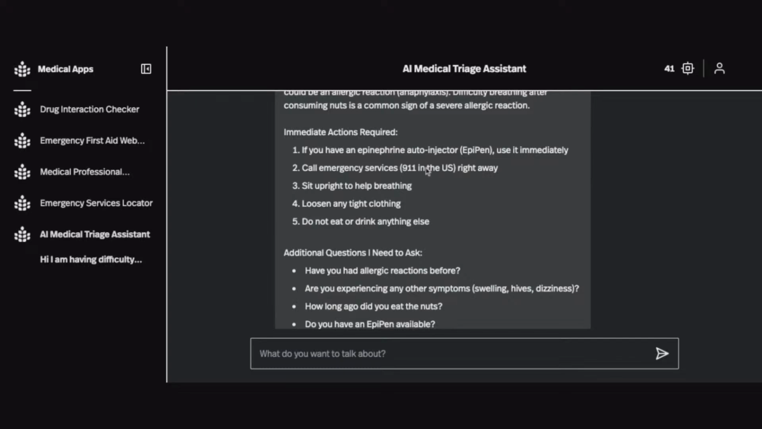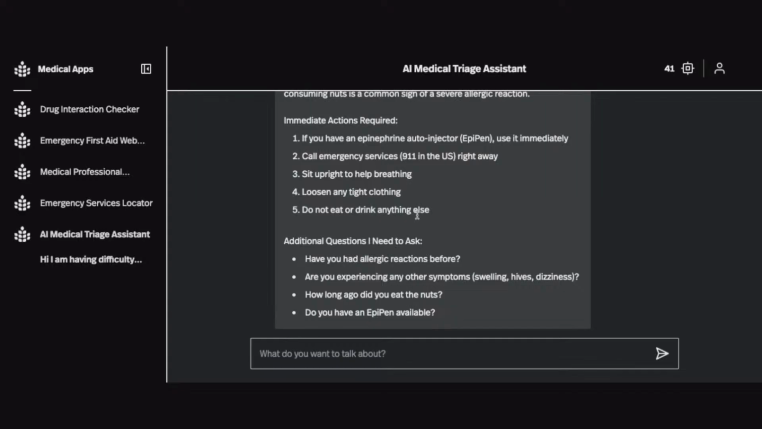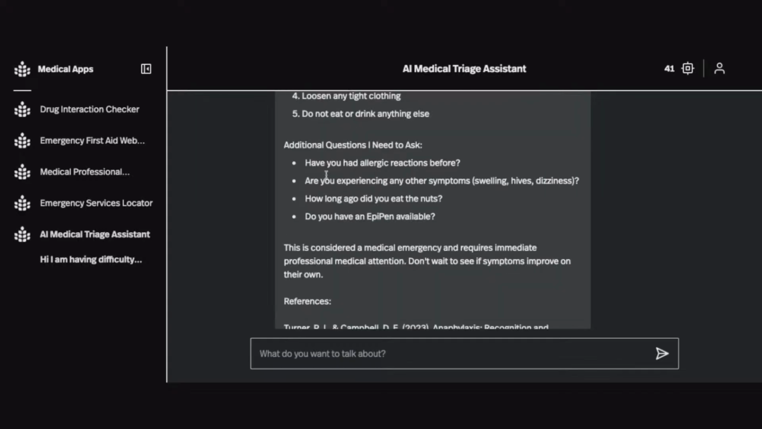Okay, so immediate actions that are required. If you have an epinephrine auto-injector, an EpiPen, use it immediately. Call emergency services. Sit upright to help breathing. Loosen any tight clothing. Do not eat or drink anything else. Additional questions I need to ask. Have you had an allergic reaction before? Are you experiencing any other symptoms? How long ago did you eat the nuts? And do you have an EpiPen available?